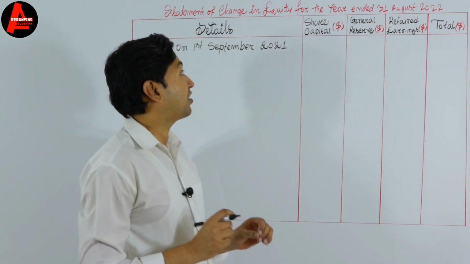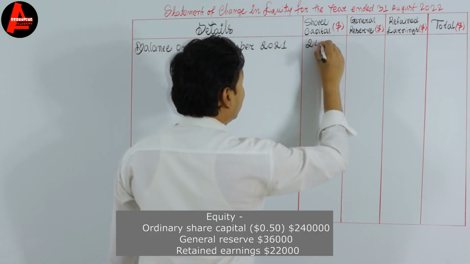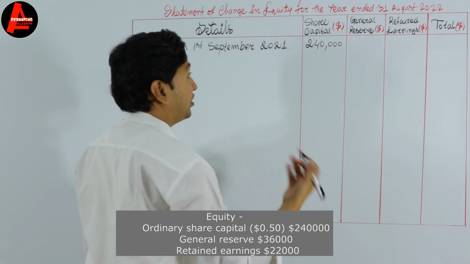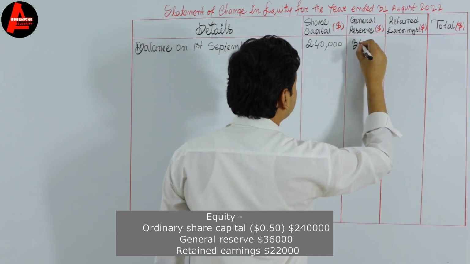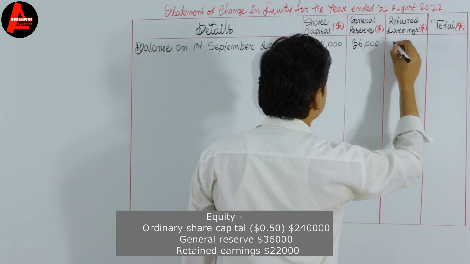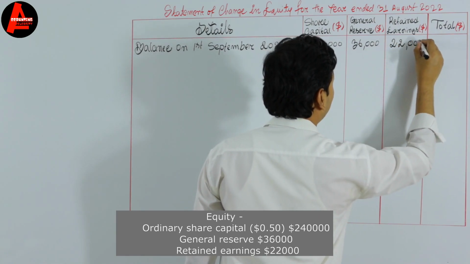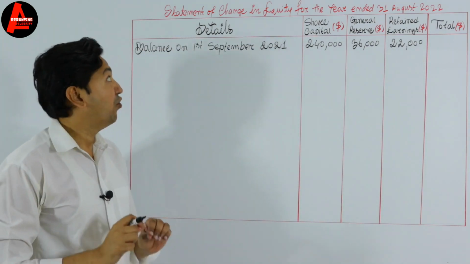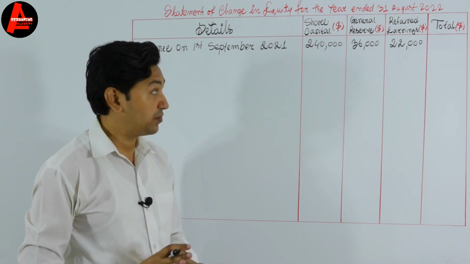So here in the question we have share capital $240,000. Same, we have general reserve, it is $36,000. Opening balance of retained earnings is $22,000. So these are the opening balances you have in the question. Now we need to adjust. We have some adjustments here.